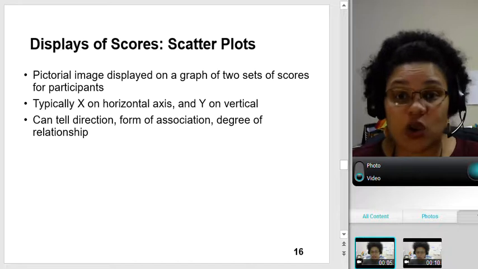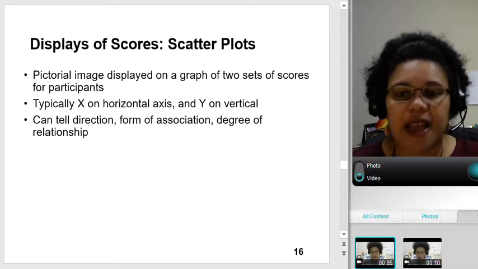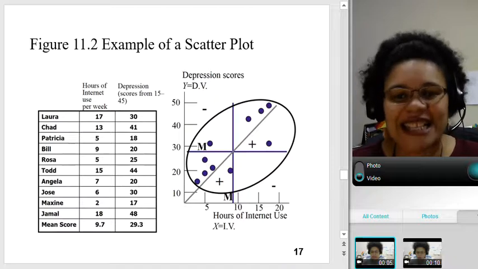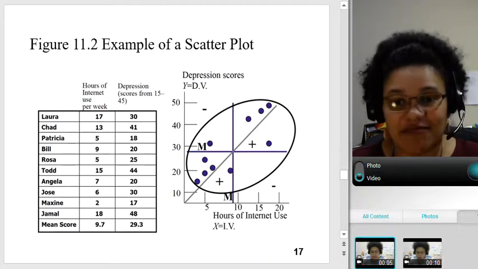Okay, we can display our scores in scatter plots like the plots we've looked at. You can tell the direction, the form of the association, and the degree of the relationship with a scatter plot. So here's another example of a scatter plot. Hours of internet use, is that correlated with depression?